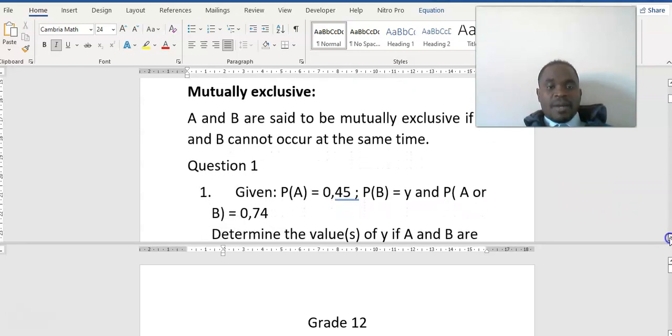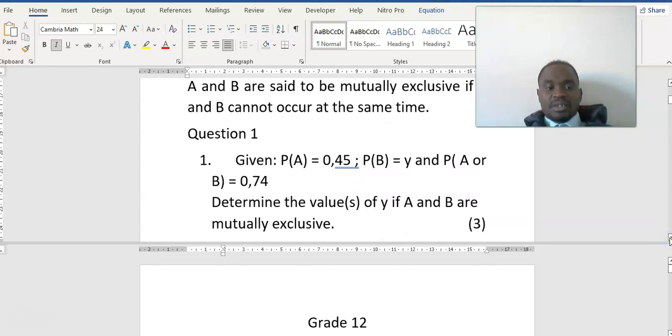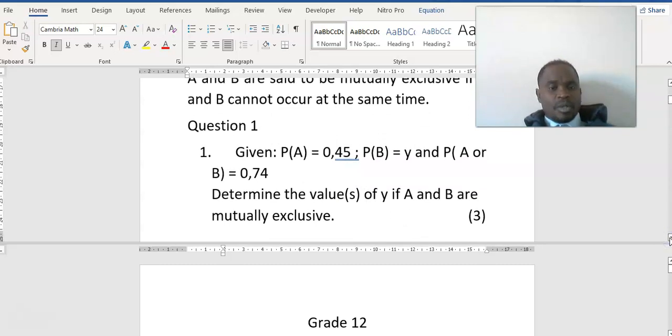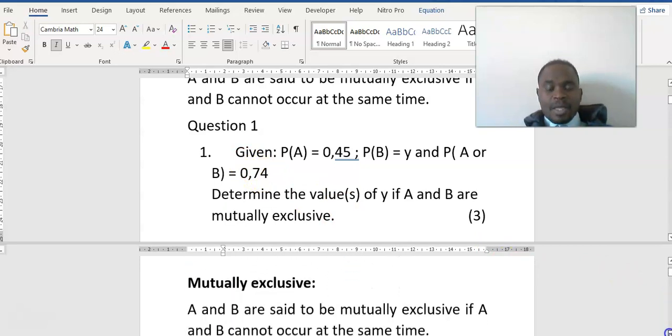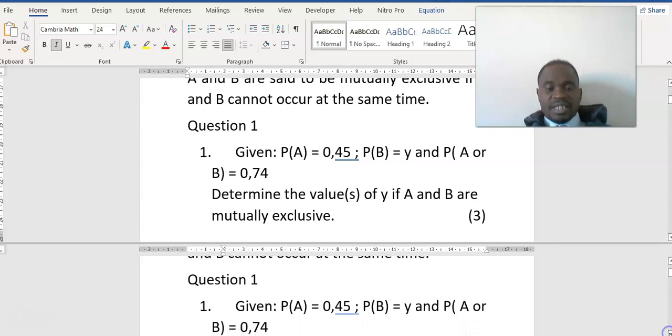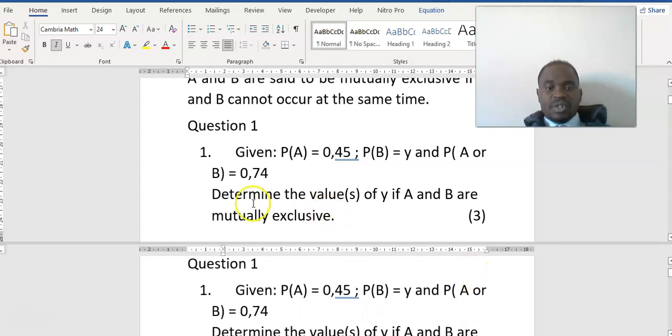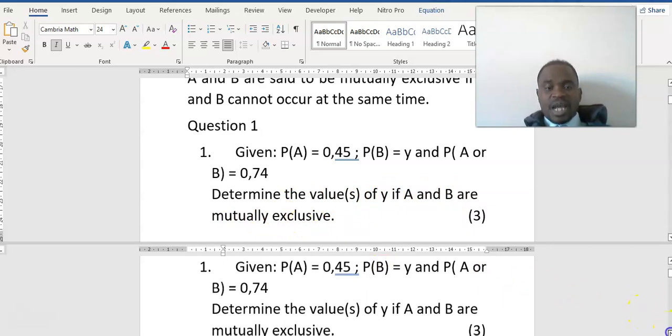Then I want us to look at this past question paper, which is: probability of A is equal to 0.45, probability of B is equal to y, and probability of A or B is equal to 0.74. Let's use this one. Our question is to determine the value of y if A and B are mutually exclusive.